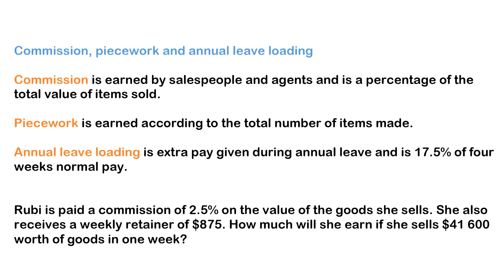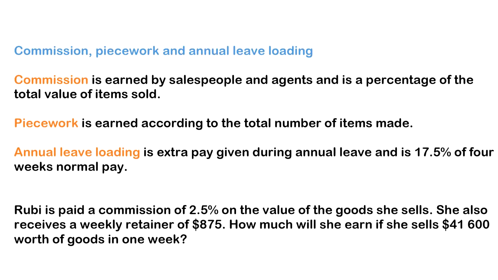So now we're going to look at commission, piecework, and annual leave. Commission is earned by salespeople, like an agent, car salesmen, or people who go into shops and hold a store for some sort of company. These earn a percentage of the total value of items sold. So the more items they sell, the more money they get. Now, piecework is earned according to the total number of items made. This is like where you talk about your farmers markets and things like that. If I made 6 necklaces and each necklace costs this much, that's how much I get.